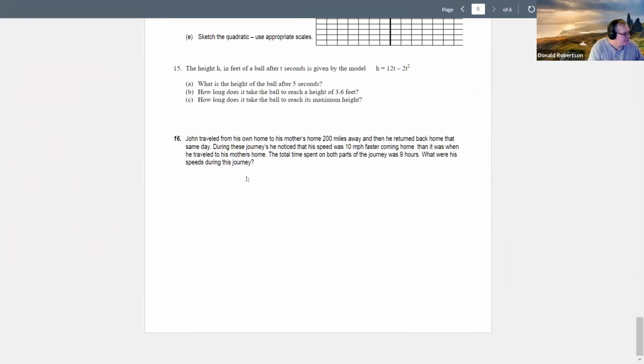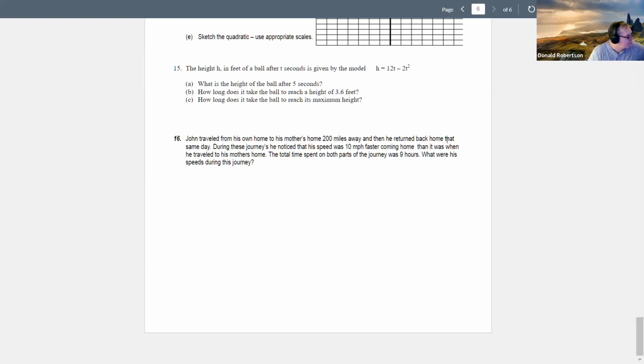Okay. So John travelled from his home to his mother's home, which is 200 miles away. So you'll see this in a minute, but I'm writing down kind of on a piece of paper. There's John, and there's his mum's house. And I'm writing 200 miles in between. I gotcha, right?